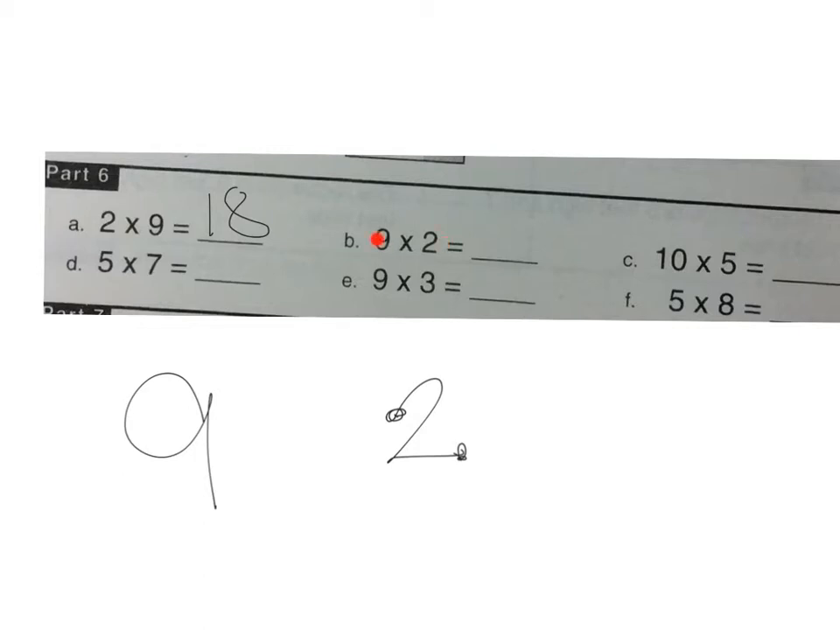When you're doing multiplication, it doesn't matter which number comes first, right? So it doesn't matter if the 9 comes first or the 2 comes first. You see how here is 2 times 9 and here is 9 times 2? You're still going to get exactly the same answer no matter which is coming first.